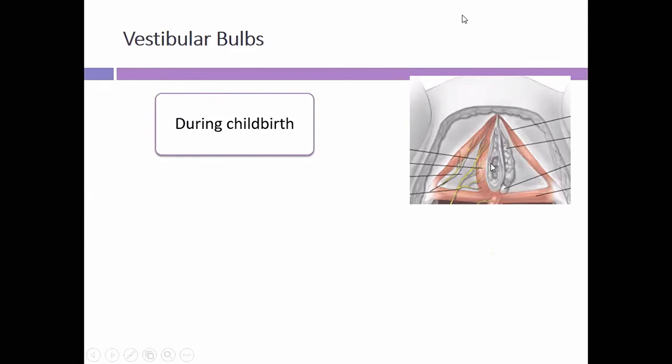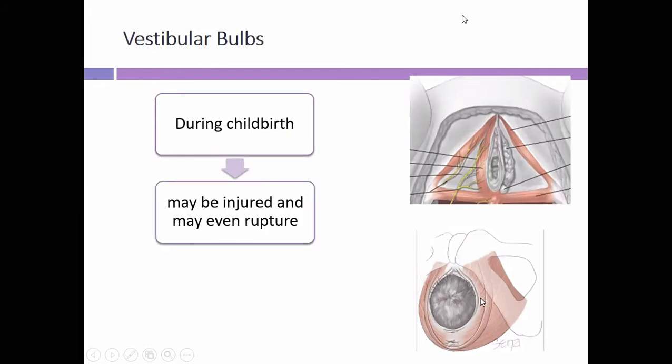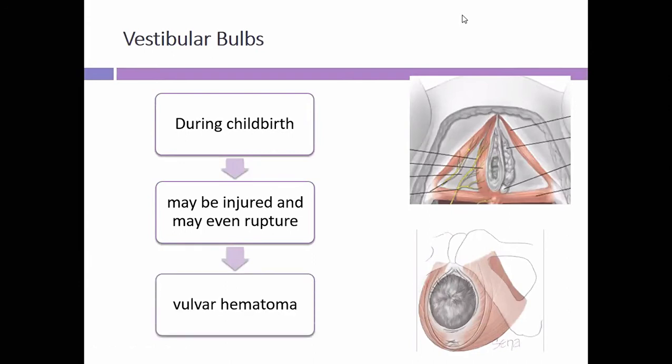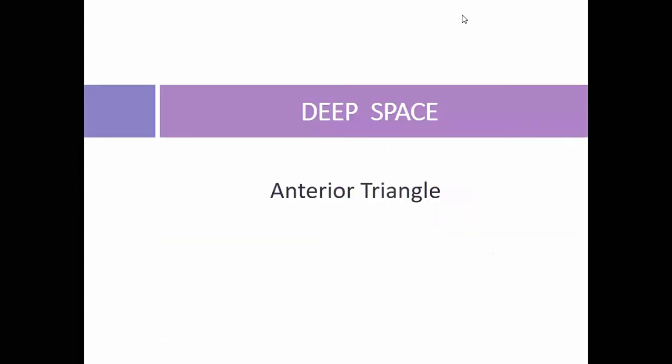This is the vaginal opening. During childbirth, there is stretching of this vulva, and beneath this are the vestibular bulbs. So there could be stretching, and this could be injured or may even rupture, and this will result in vulvar hematoma. And if this is not addressed, this can cause hypovolemic shock or even death.